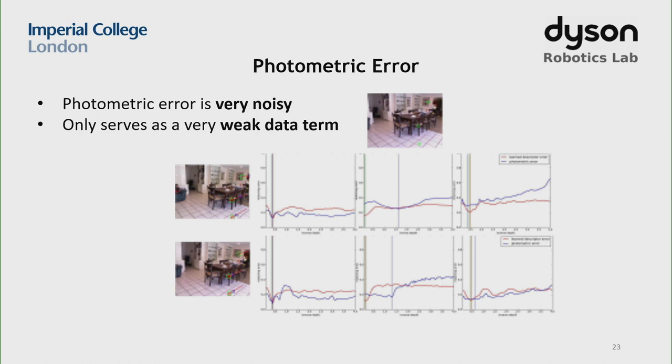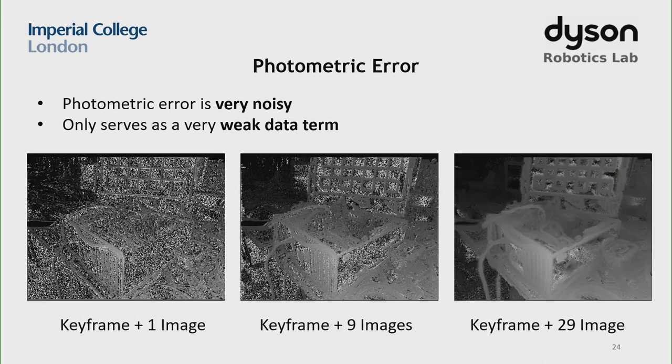Now, the photometric error in reality is very noisy, and it only serves as a very weak data term. You can see in the plots here, the plots basically show the photometric error as a function of the distance for a single pixel. You can see that the minimum with the vertical line doesn't have a very great difference from the other points on that plot. So it's very difficult to distinguish which of those depths are actually the real depths in the scene.